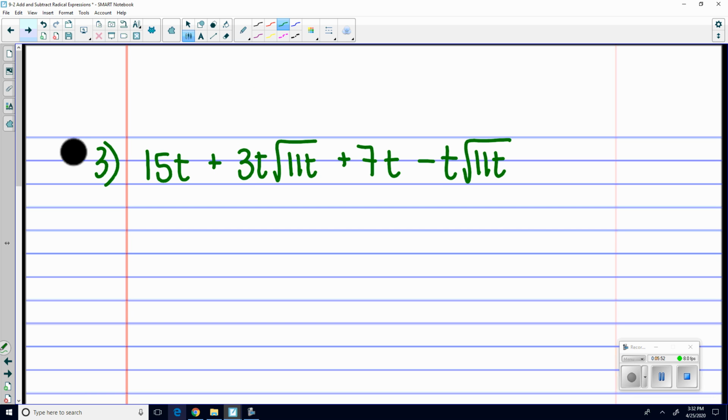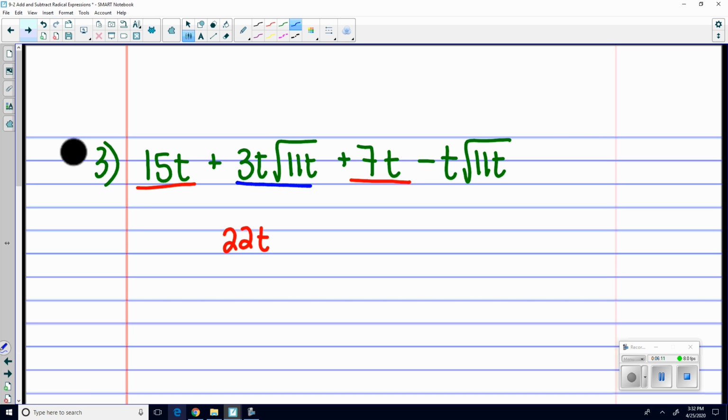All right, let's take a look at number 3. In my radical and under it, I have 11t. Can't be simplified. Kind of nice. So now I can go ahead and look if I have like terms. I have 15t and 7t. Those are like terms. I can combine those. If I combine 15 and 7, I'd get 22t's.